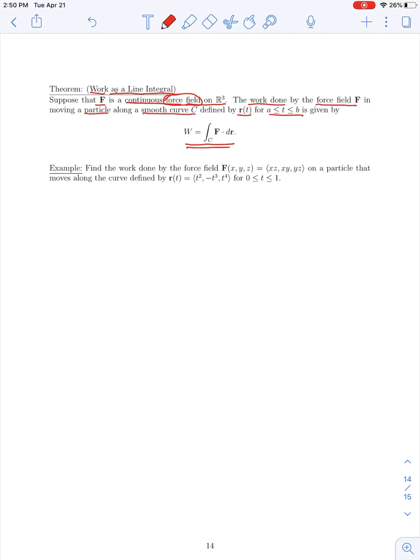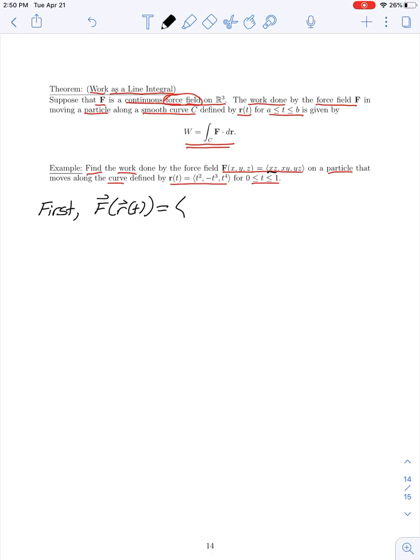So in our last example, we are asked to find the work done by the force field given here, whose component functions are xz, xy, and yz, acting on a particle that moves along a curve in space defined by t squared, negative t cubed, t to the fourth for t equals 0 to 1. So again, there's a few things that we need to find to evaluate the line integral of a vector field. The first is to get that vector field in terms of the parameter t.